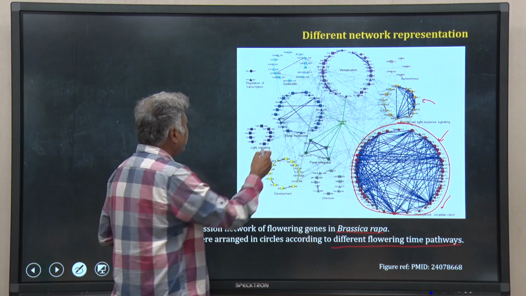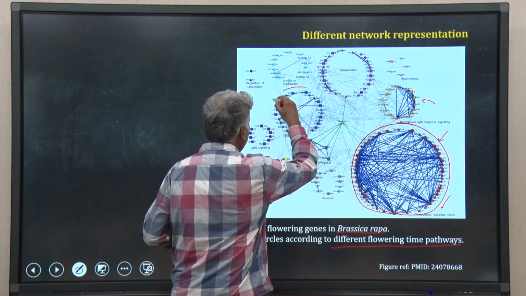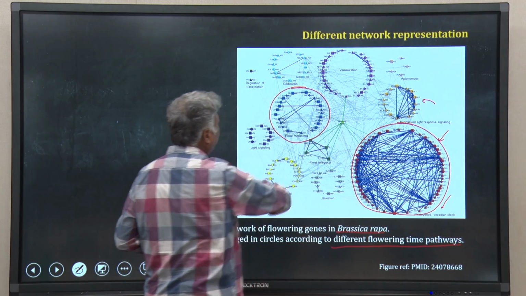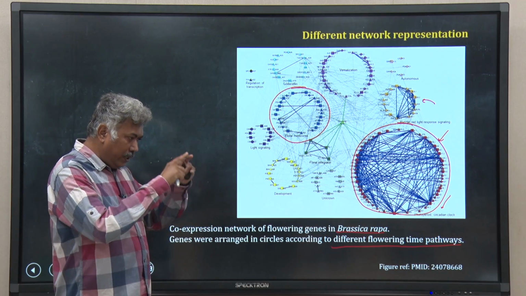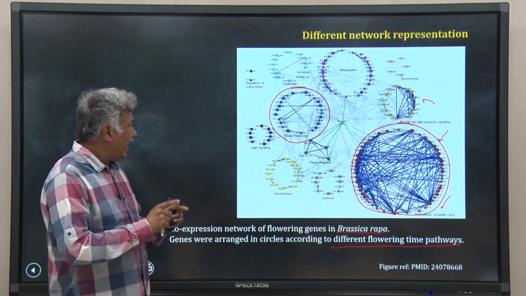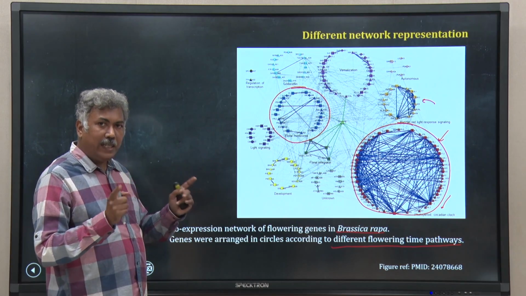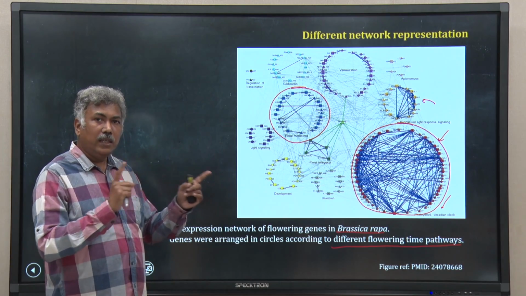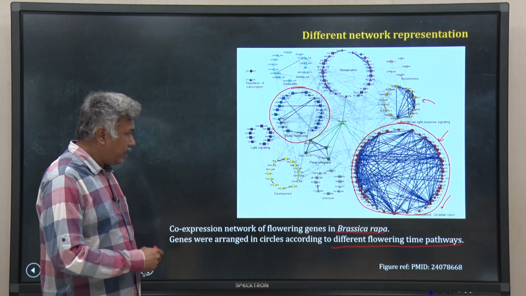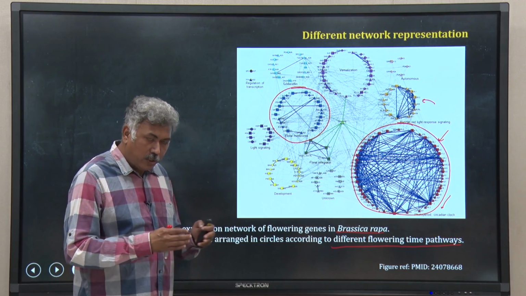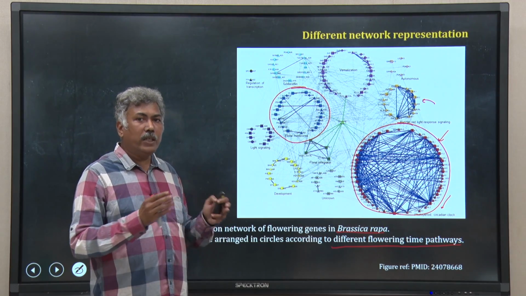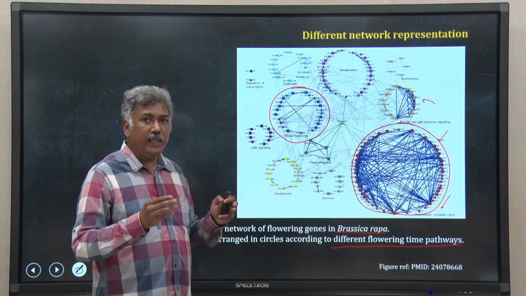Whereas some other genes, suppose here I have another module where the genes are again arranged in circles and they also have correlation among them. Between two modules, between two circles, there are also edges representing correlations. So, this is one way of forcefully arranging a layout in a particular fashion to give clarity in the figure.